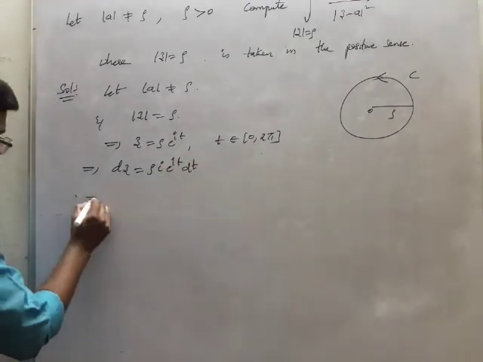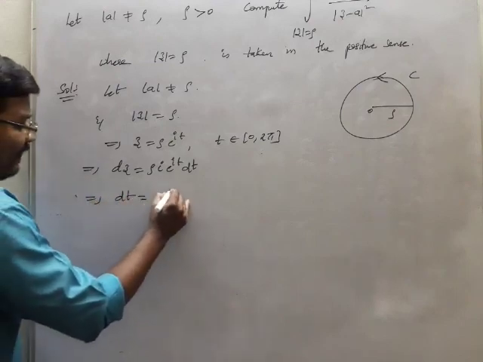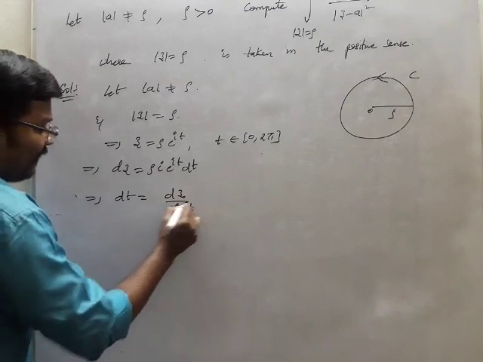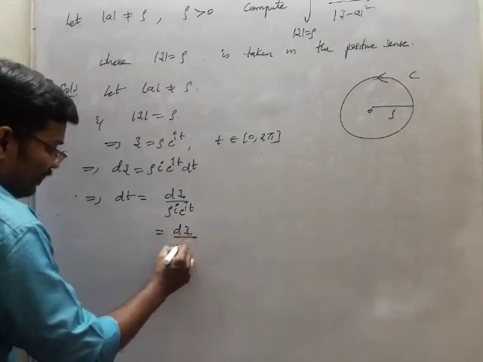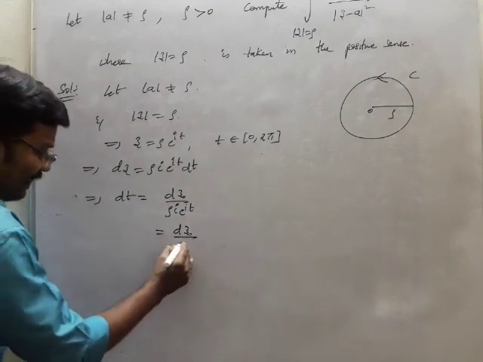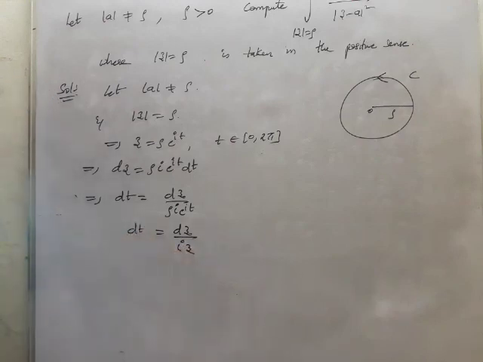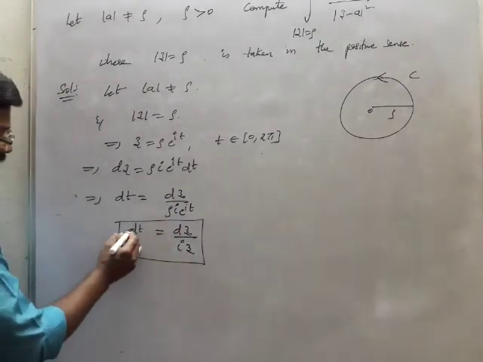Okay, so I may write this as d theta is equal to dz by rho I e power I theta, and this can be written as dz by I z, since rho e power I theta is z. This is d theta is equal to dz by iz. You just remember this one.